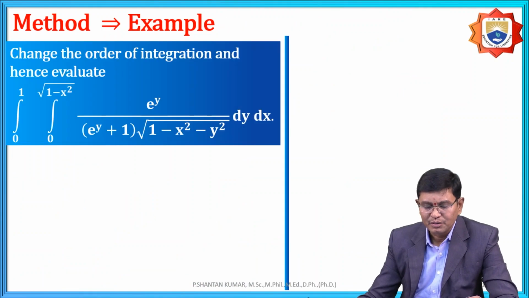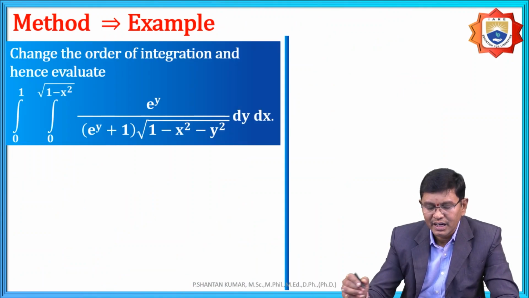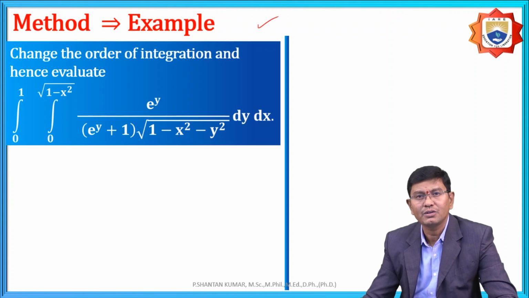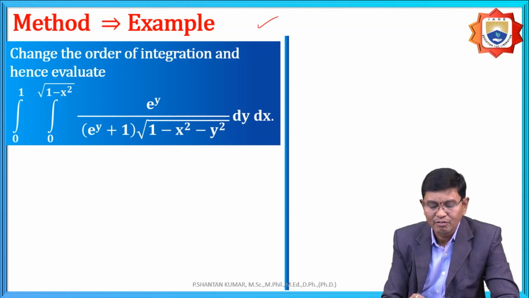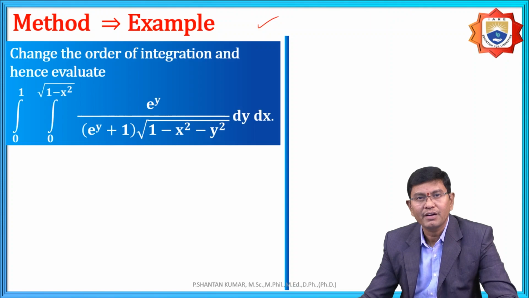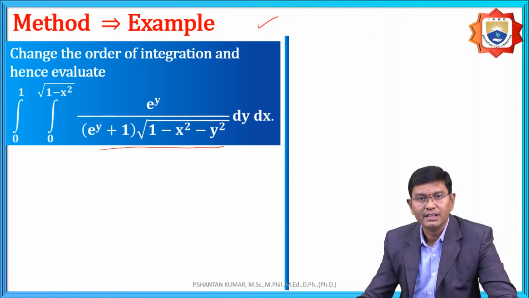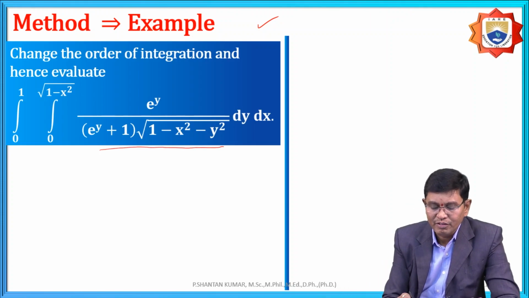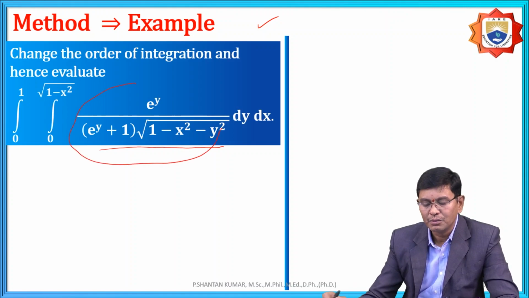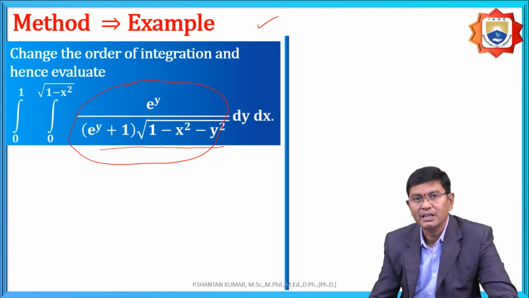For example, change the order of integration and hence evaluate the integral from 0 to 1, 0 to root of 1 minus x square, e power y by e power y plus 1 into under root of 1 minus x square minus y square, dy dx. And here also the function is e power y by e power y plus 1 into under root of 1 minus x square minus y square.